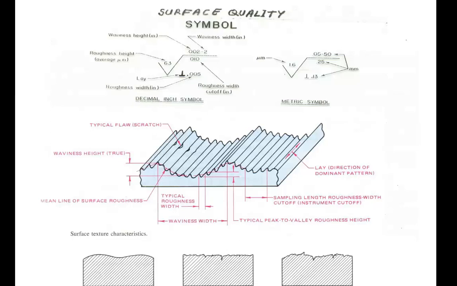It is the dominant parameter in controlling the surface quality, surface pattern. The main parameter which is used in controlling the surface quality is roughness value, roughness height.